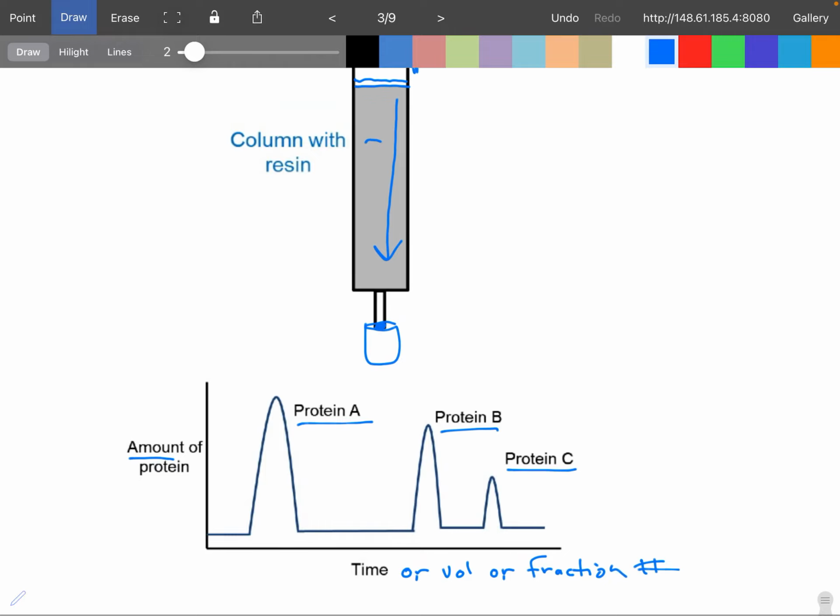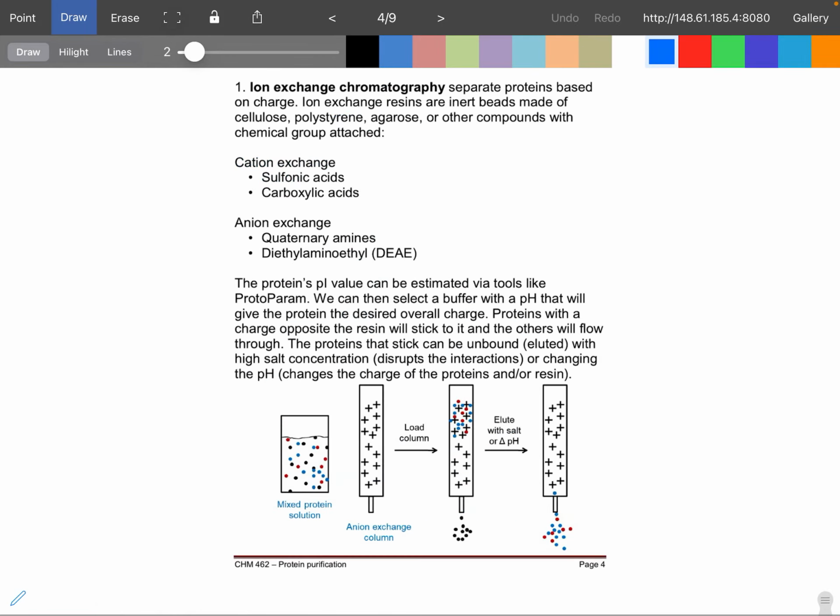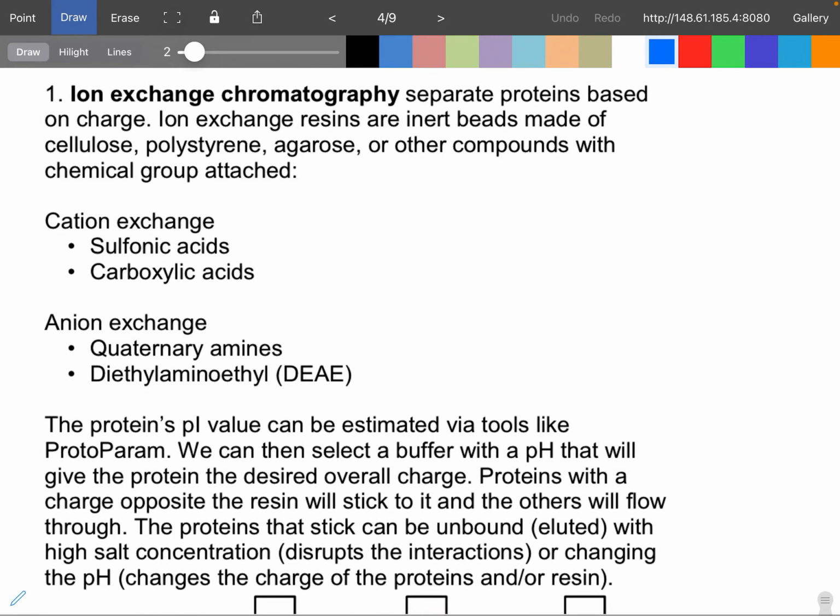So that's a general look at column chromatography, but of course there are specific examples, and one that we're going to use is ion exchange chromatography, and this separates proteins based on charge. If you're familiar with how your water softener works, this is sort of the same idea here, is that there are these resins and they contain inert beads that are made of something like cellulose or polystyrene or agarose or something that really is chemically inert, but they have attached to them a chemical group such as sulfonic acids or carboxylic acids. Those are going to have a negative charge to them.